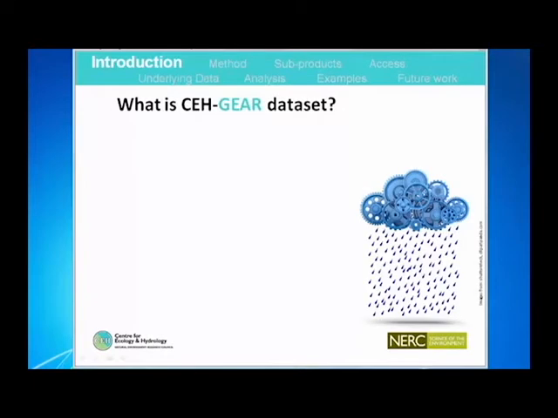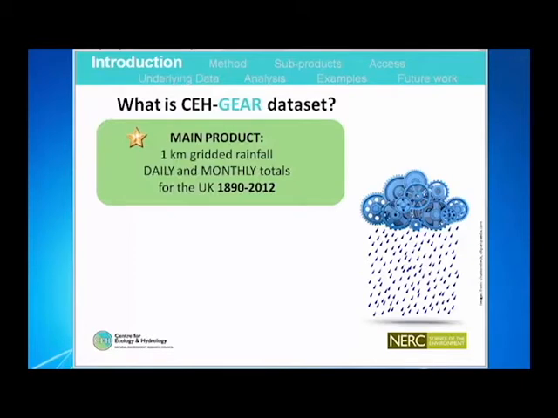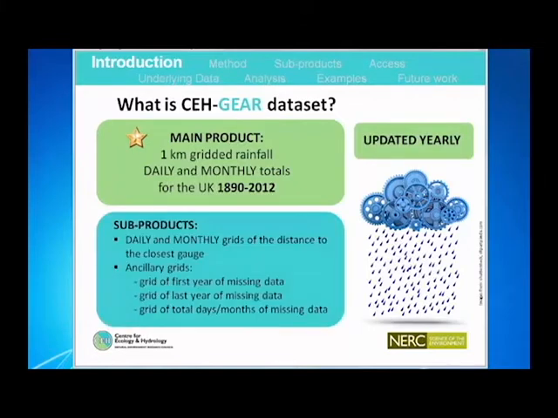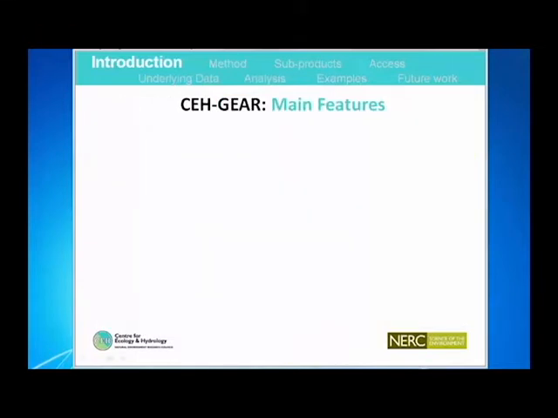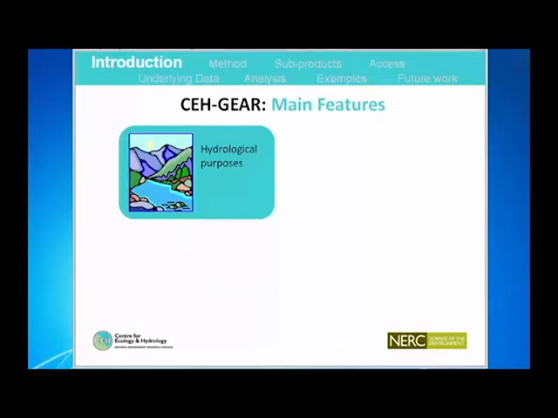And so what is CEH-Gridded dataset? The main product is the 1 kilometer gridded rainfall daily and monthly totals for the UK, going from 1890 to 2012. And we're planning to update the dataset yearly. And there are some subproducts, the main one being daily and monthly grids of the distance to the closest gauge. And there are also some ancillary grids which give information on missing data, but I'll talk about this a bit later. The main feature of CEH-Gridded is that it's been developed with the hydrological community in mind, so that means the spatial and temporal resolution are ideal for studying hydrological processes.